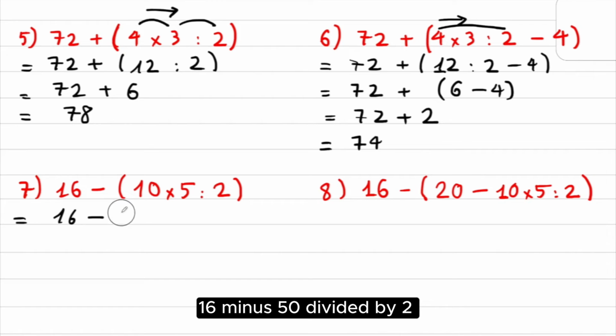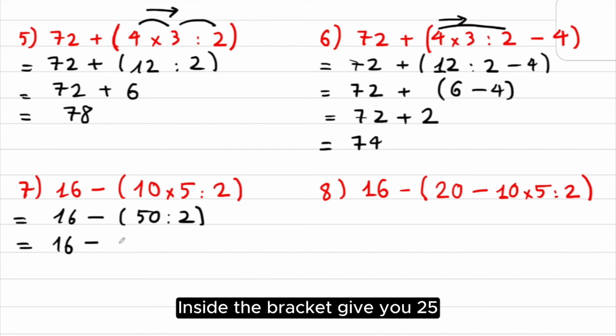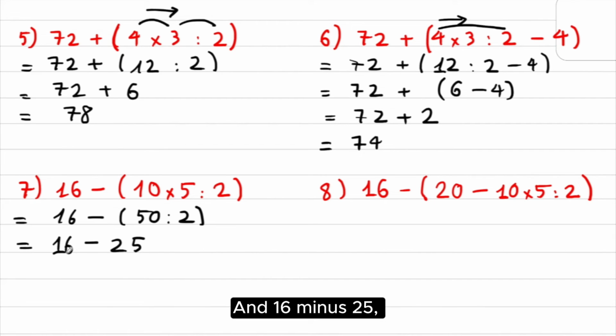Okay, question 7. The same thing, taken from left to right. 16 minus 50 divided by 2 inside the bracket gives you 25, and 16 minus 25 is equal to minus 9.